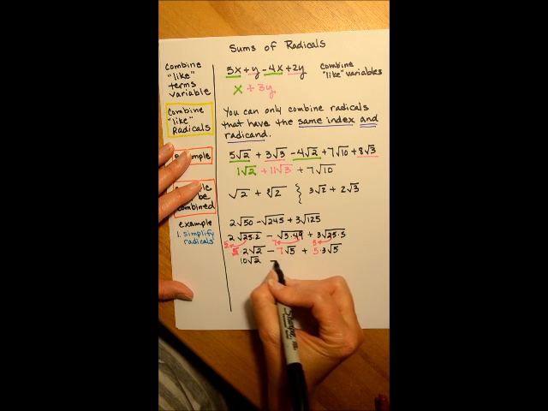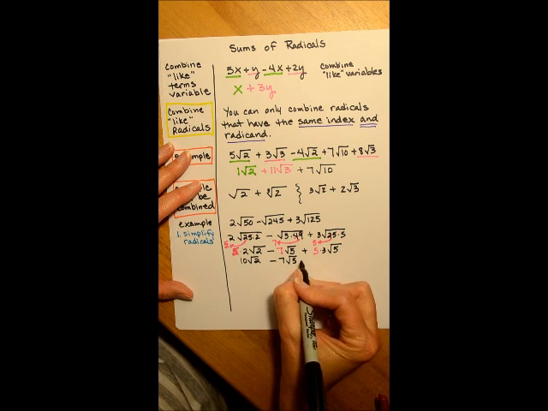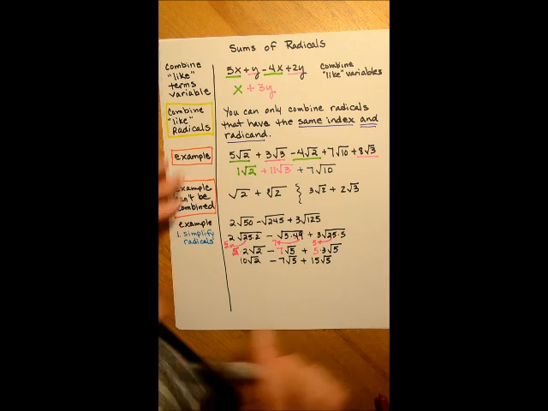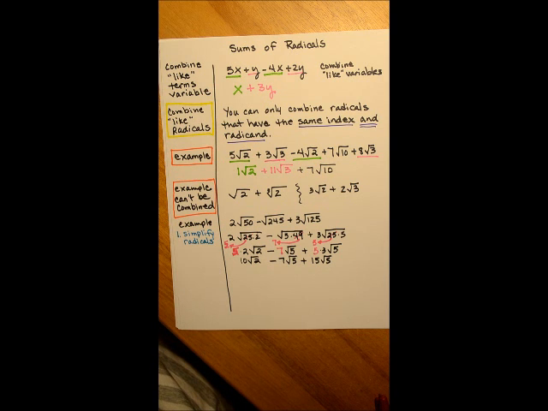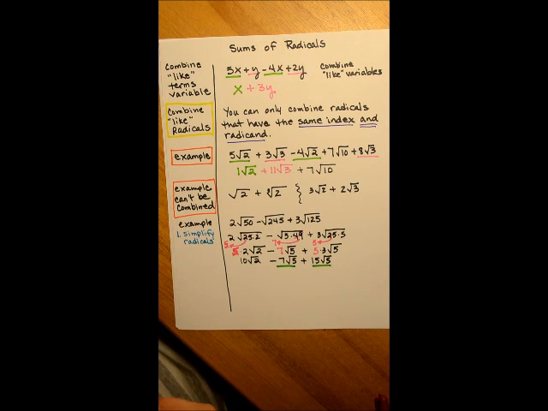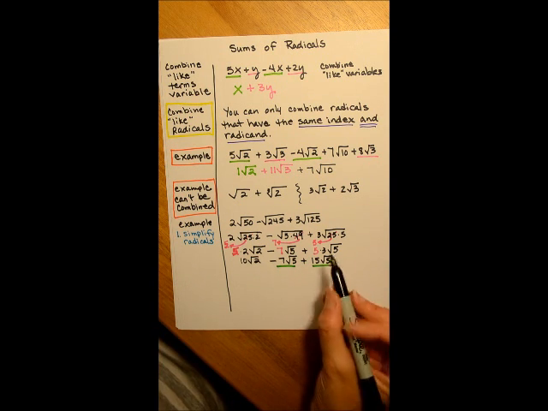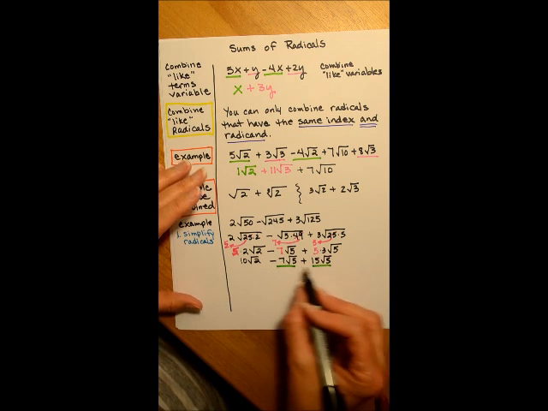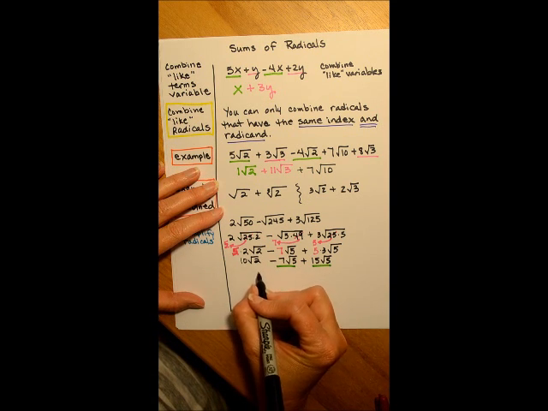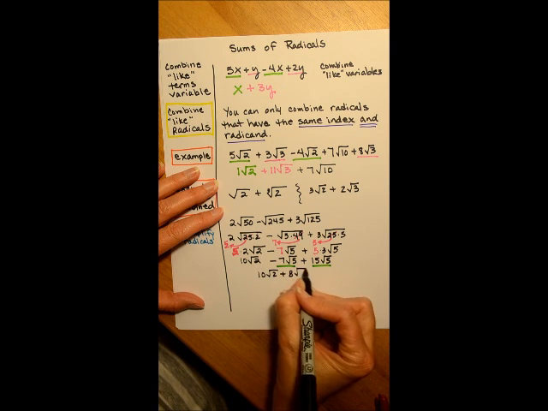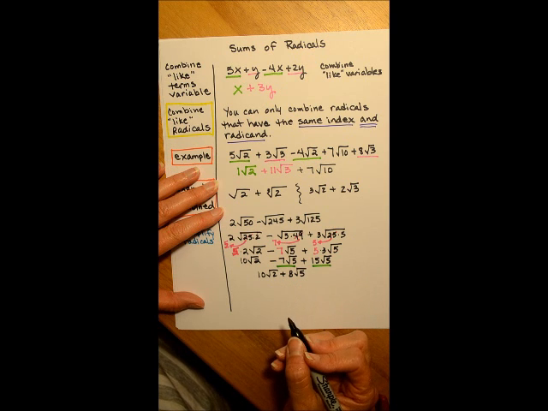So I have 10 square root 2 minus 7 square root 5 plus 5 times 3 is 15 square root 5. And now I have to look back and try to figure out if anything matches. And looks to me like that matches with that. Now they have the same radicand, which is the 5, and it's to the same index, which is 2, which we don't show, of course. My answer here is 10 square root 2 plus 8 square root 5.